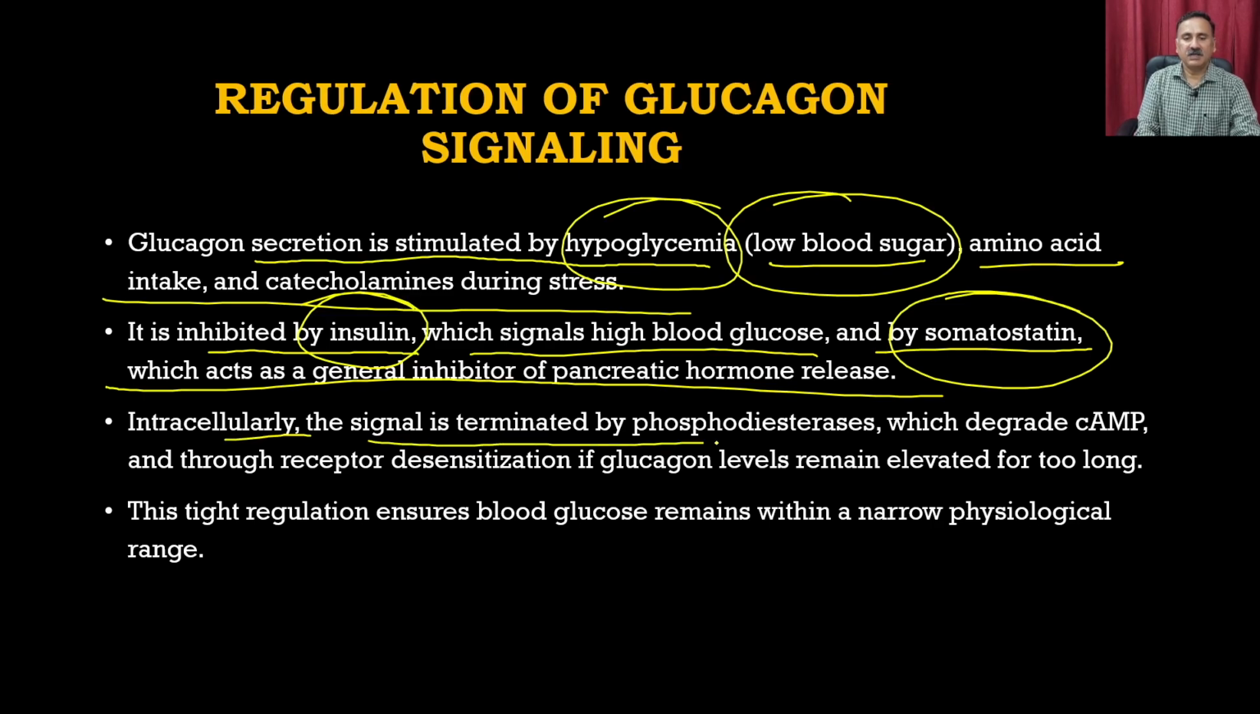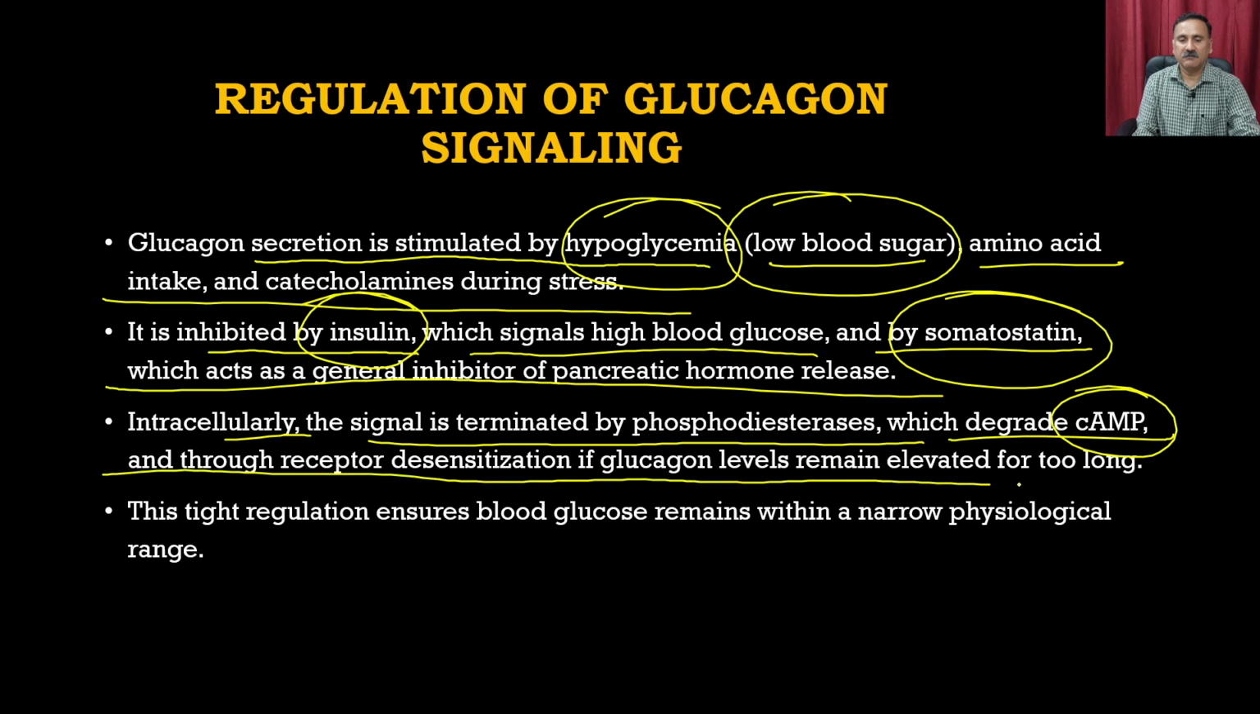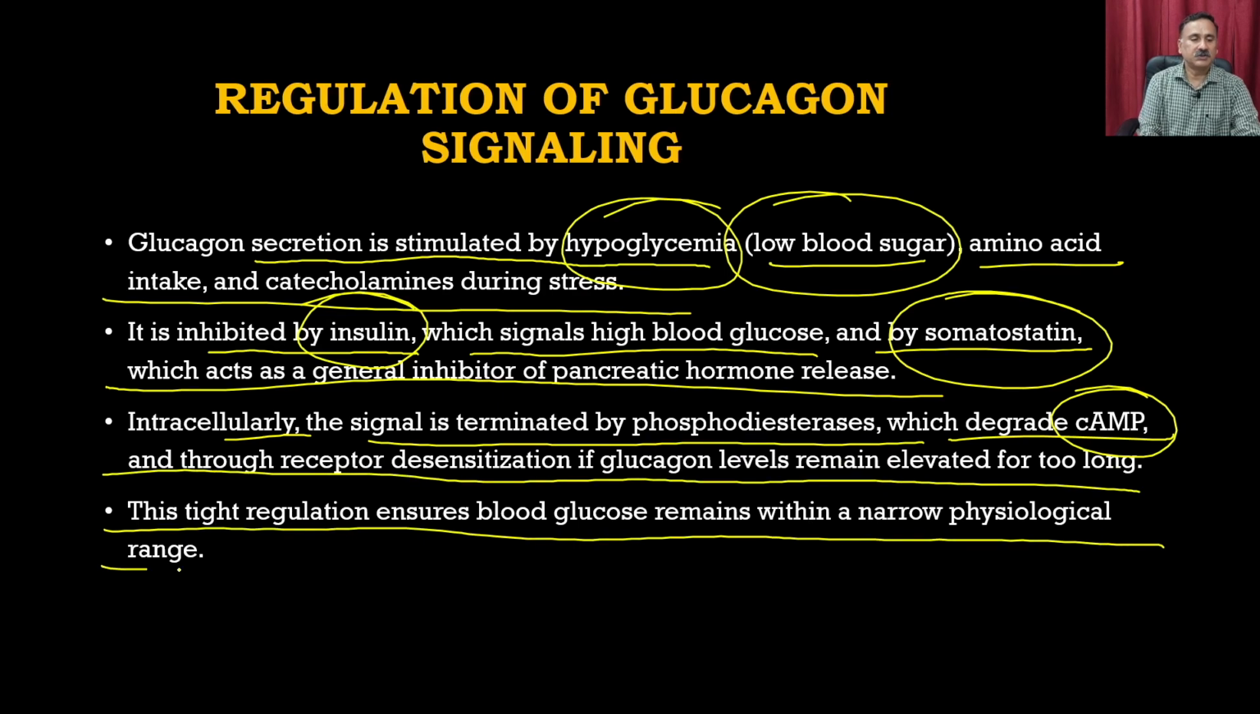Intracellularly, the signal is terminated by the phosphodiesterase, which degrades the cyclic AMP. Remember, in the first step, adenylyl cyclase is processing the ATP and producing the cyclic AMP, which is activating the protein kinase A. So, if in the cell, the phosphodiesterase is degrading the cyclic AMP, then there will be no activation of protein kinase A, and that's how it is actually going to cease, or inhibit, the cell signaling. And through receptor desensitization, if glucagon level remains elevated for too long, this tight regulation ensures the blood glucose remains within a narrow physiological range.